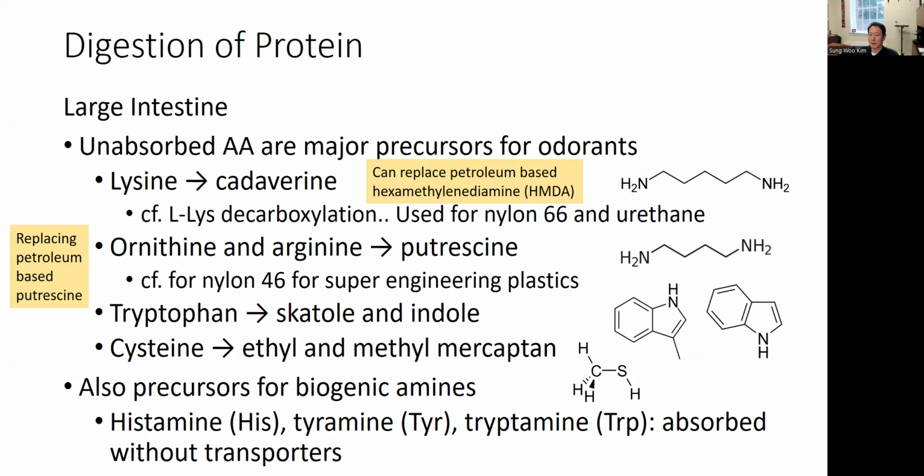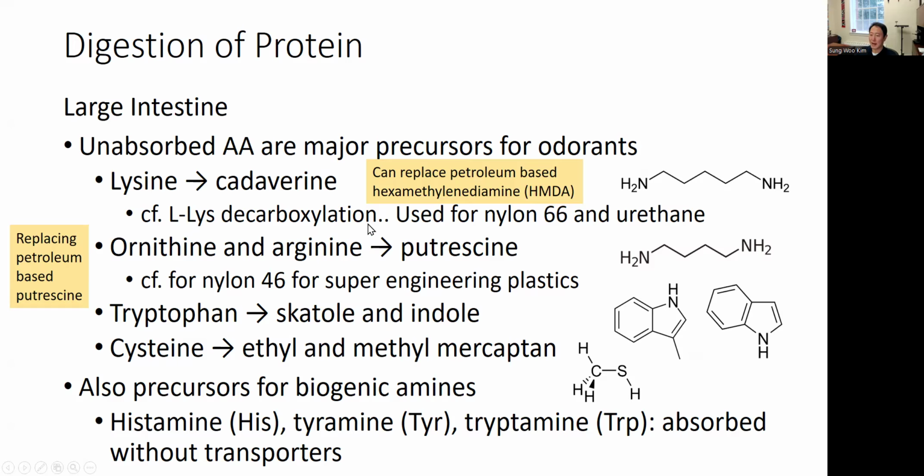Right? But interestingly, even though cadaverine and putrescine have a very bad smell, they have very good industry application. Both of them are used for making bioplastic, as an example. Tryptophan can be utilized by bacteria and converted to skatole and indole. They also cause the bad odor. And cysteine is also converted to mercaptan, which will be the cause of bad odor as well.